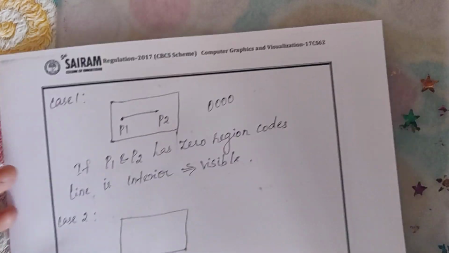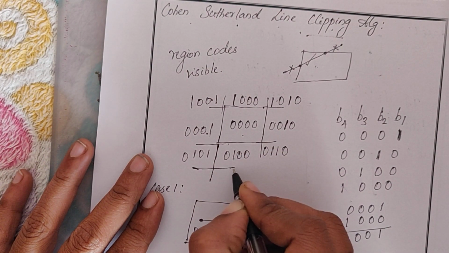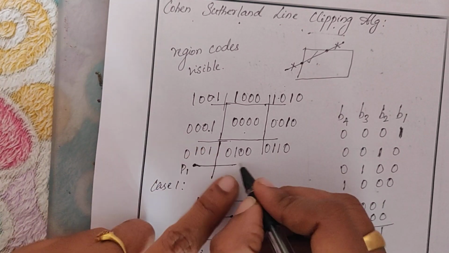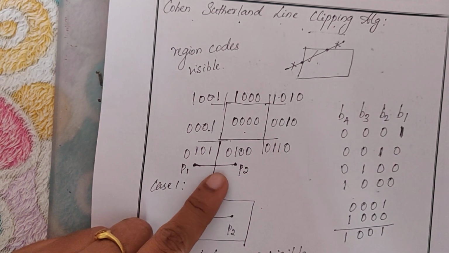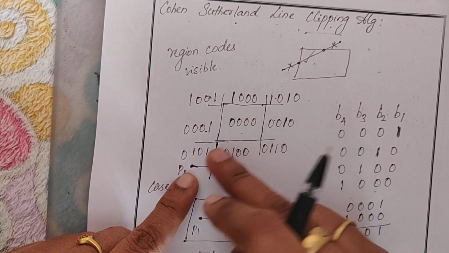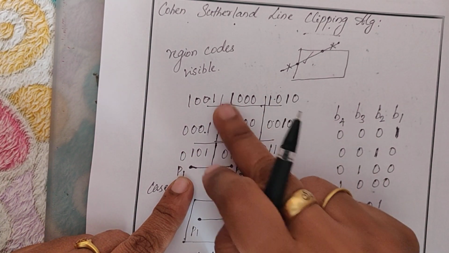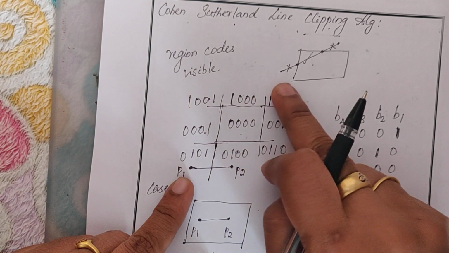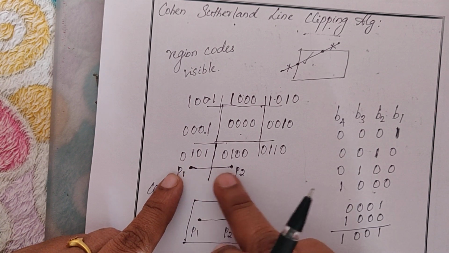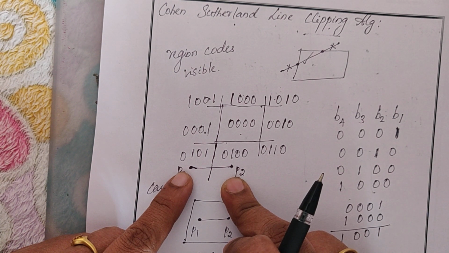Case 2. I'll explain with this. Suppose my line is like this. The first endpoint is in this region, the second endpoint is in this region. You can see both endpoints have non-zero region codes. Only inside the clipping window I'll have 0 region code. Everywhere else I'll have a non-zero region code. So if I have a non-zero region code, the endpoint lies outside my clipping window.